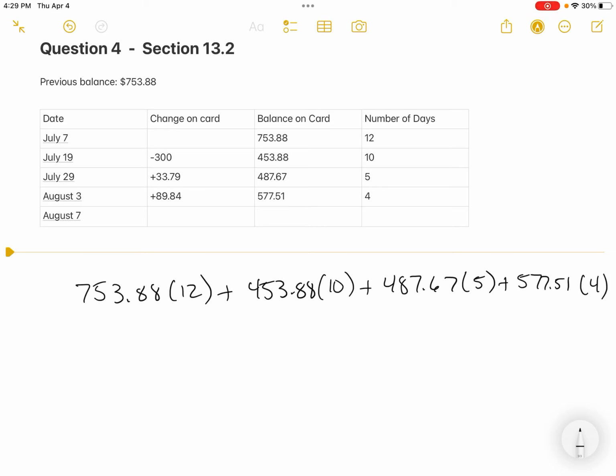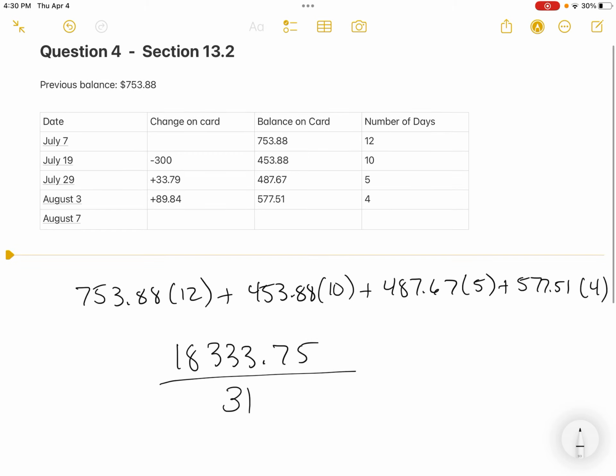And we hit equals, and we get a big number, 18,333.75 is what came out on my calculator. That's adding up the balance on a whole bunch of days, so we need to divide that by 31 to see what the average was per day. So we take that 18,333.75, divide by 31, the number of days in the month. Again, the total of these 12, 10, 5, and 4 was 31. And when we do that, we get a balance of $591.41. That's the average daily balance.